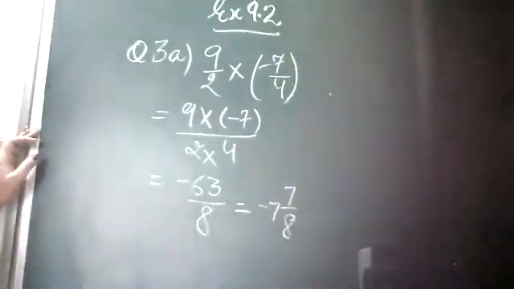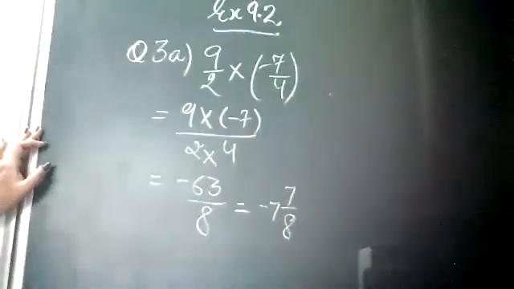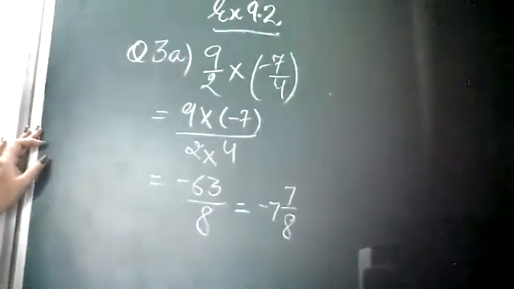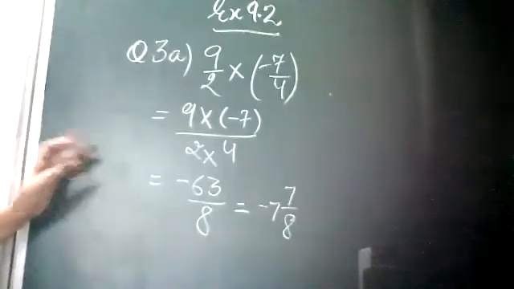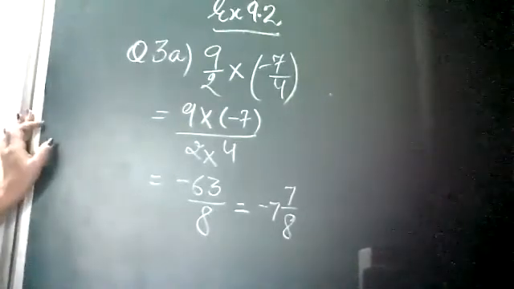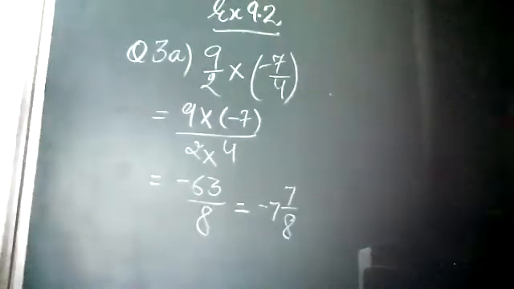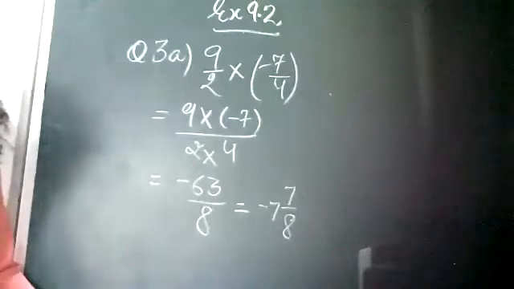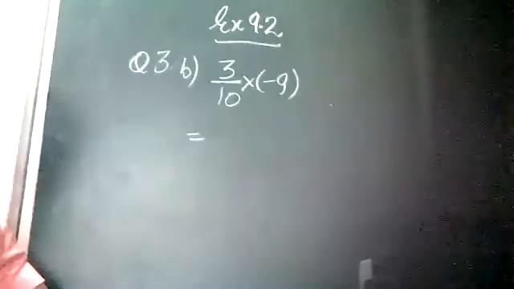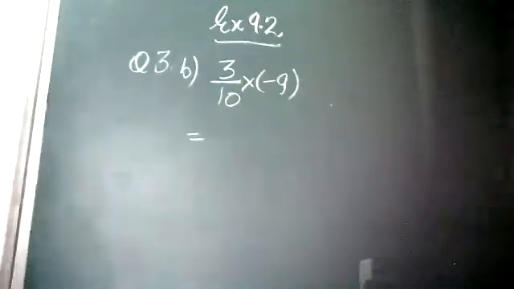If it is an improper fraction, then only we are going to change it into the mixed fraction. Otherwise, if it is a proper fraction, that means numerator is smaller than the denominator, then we are not going to change it into the mixed fraction. Clear? Any queries? Okay. Let's start with the B part.